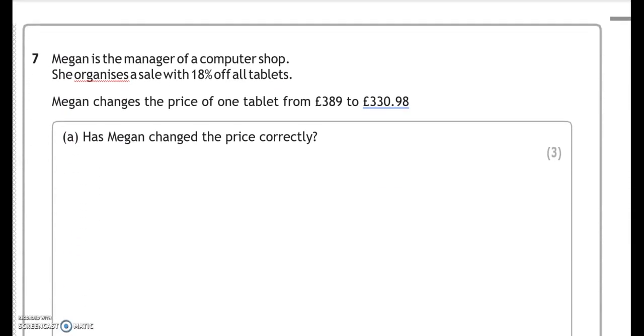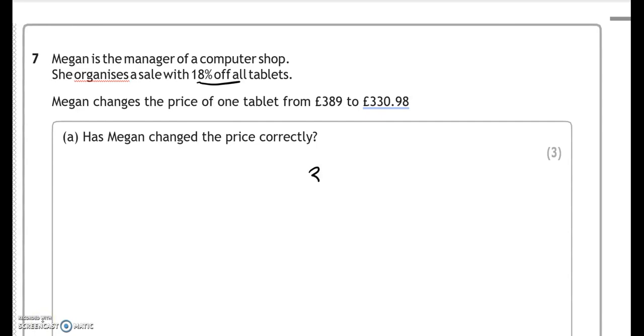Megan is the manager of a computer shop. She organizes a sale with 18% off all tablets. Megan changes the price of one tablet from £389 to £330.98. Has Megan changed the price correctly? Different ways we could do this. Take off 18% from the 389 and see if it equals £330.98, or work out the difference and get it as a percentage decrease. And that's what I'm going to do.